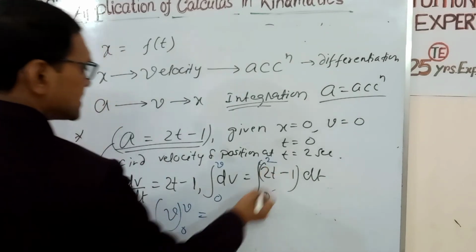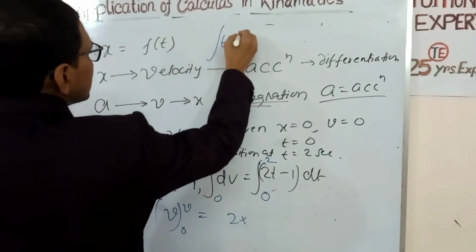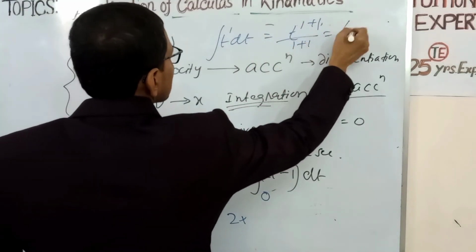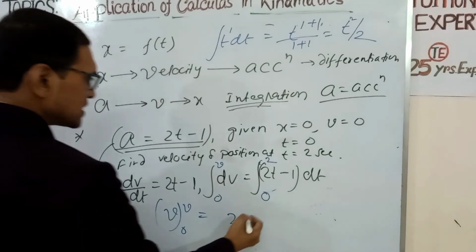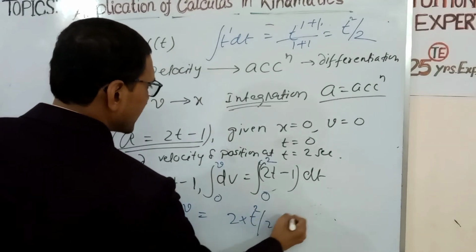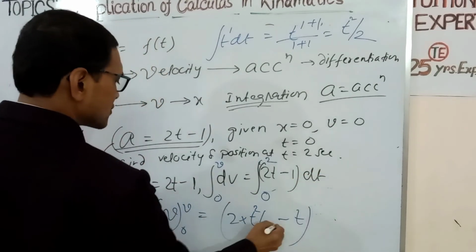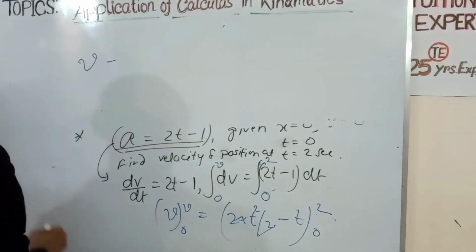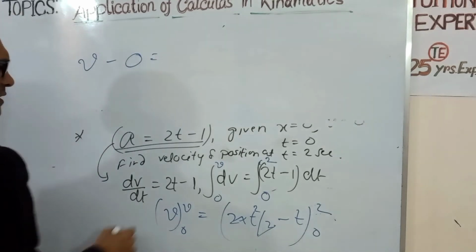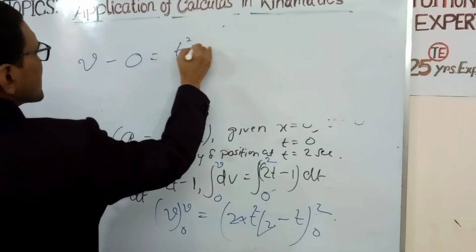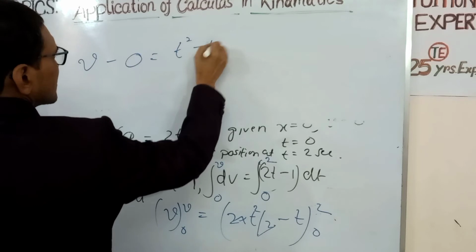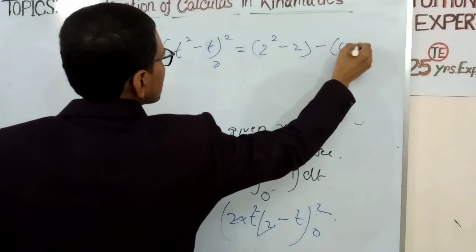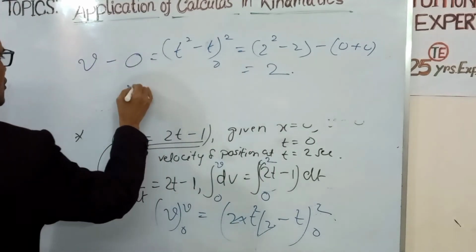So dv integration is v, and this is t dt. What is the t dt integration? t dt means t to the power 1 plus 1 by 1 plus 1, t square by 2. So this is t square by 2 minus, dt integration is t. This cancel, 0 to 2. So it's v minus 0 equal to t square minus t, 0 to 2. Now put here 2 square minus 2 minus 0 plus 0, that is 2. So velocity equal to 2.